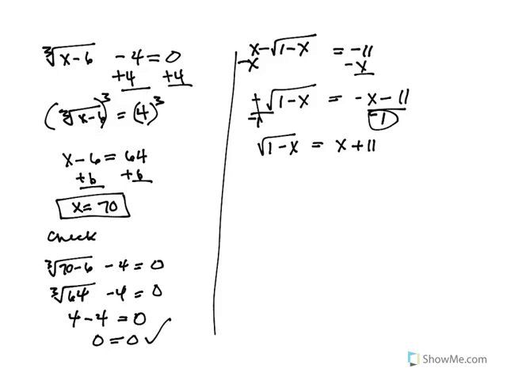Then I'm going to raise both sides to the second power. On the left side, the square root of 1 minus x, squared, is just 1 minus x. And then the other side is x plus 11 squared.